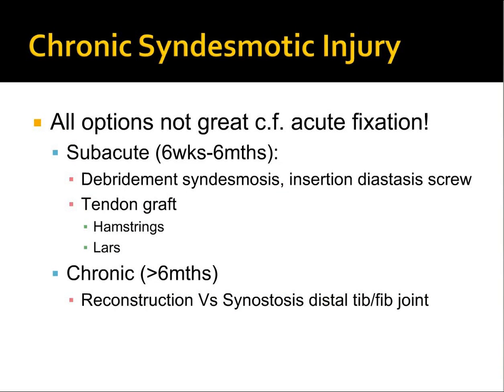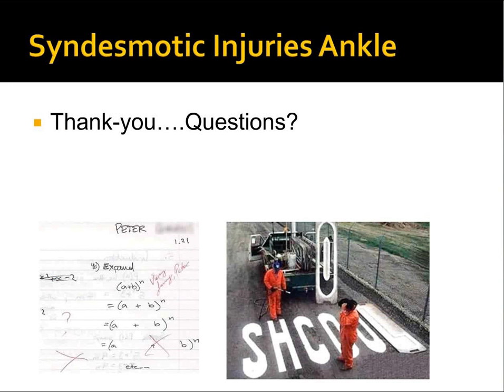You want to avoid chronic syndesmotic injuries because the options, be it subacute or chronic, are poor. In the subacute setting, you can go back in, debride it, try and insert a screw, and supplement it with tendon graft. In the chronic situation, you can still do a reconstructive procedure, or you can fuse the joint, but in both the results are poor, unfortunately.